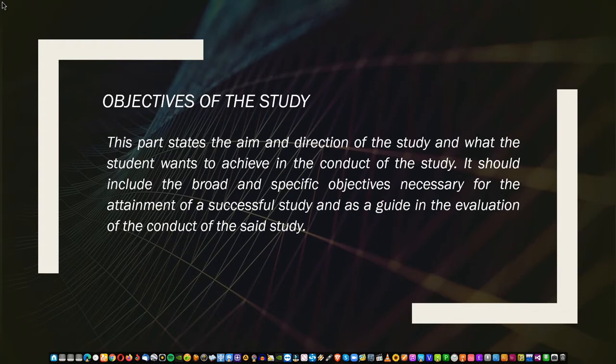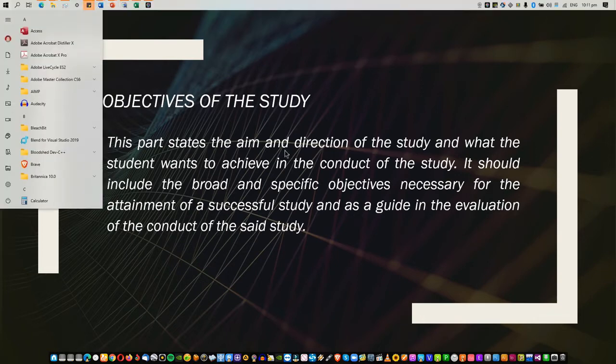Okay, then objectives of the study. So this part states the aim and direction of the study and what the student wants to achieve in the conduct of the study. It should include broad and specific objectives necessary for the attainment of a successful study and as a guide in the evaluation of the conduct of the said study.